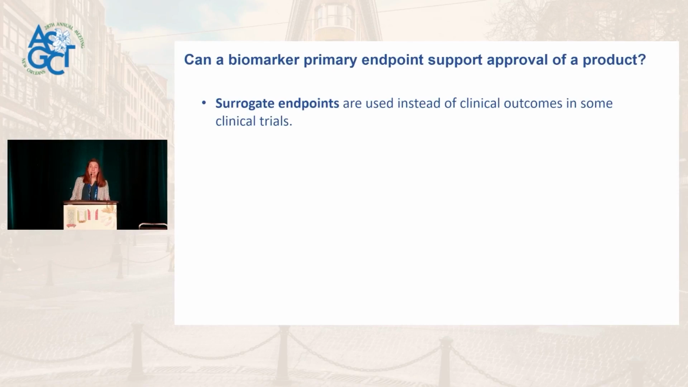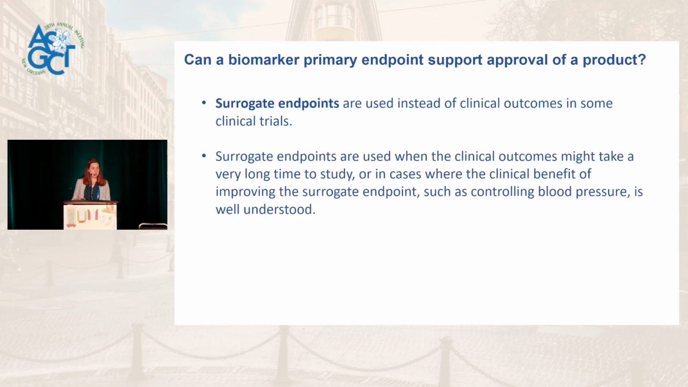Okay. Can a biomarker primary endpoint support the approval of a product? And we've talked about this a little bit, but a biomarker can be an example of a surrogate endpoint. And the FDA defines this very carefully. They say surrogate endpoints can be used or are used instead of clinical outcomes in some clinical trials. But there's caveats to this. They're used when the clinical outcomes might take a very long time to study. So for example, I study some disorders where it takes 10 years for the disease to progress, and no industry sponsor, no academic investigator can afford, in all honesty, to run a 10-year trial. So it's important to think about surrogate endpoints.